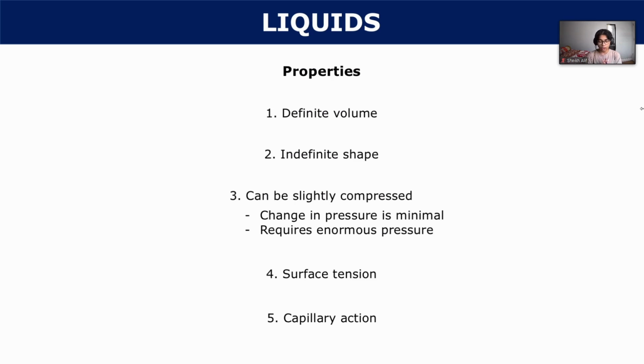So a lot of these properties are kind of intuitive. Like if you have some water in a glass versus water in a cup, the shape is going to be filled up differently, but the volume is still going to stay the same. And that's what definite volume and indefinite shape mean. Let's start going over 4 and 5, which is surface tension and capillary action that are very important to liquids.